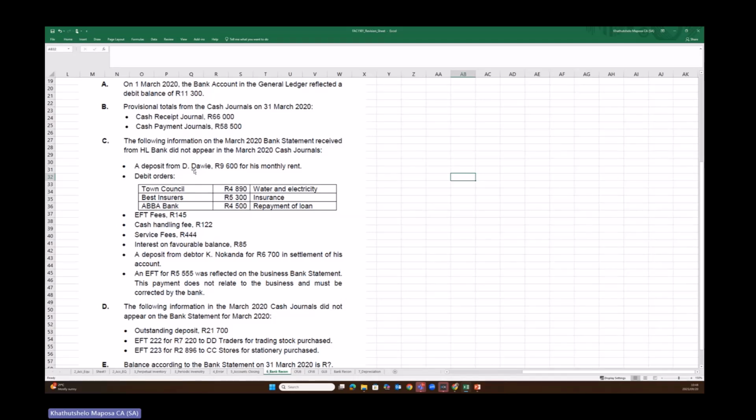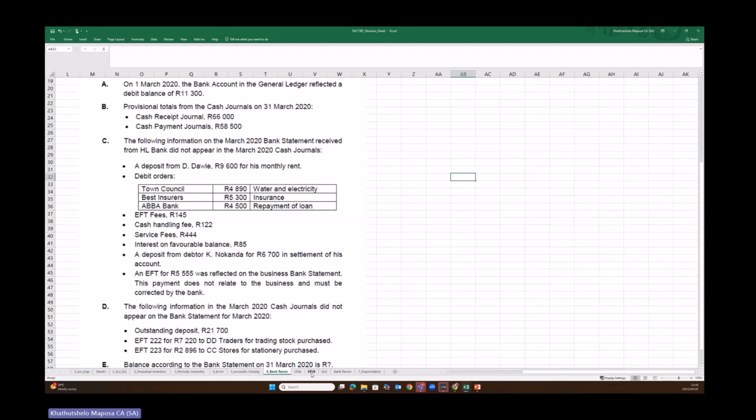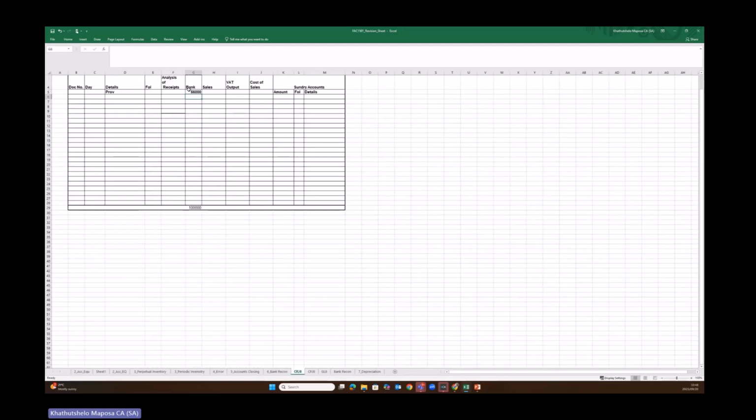And the principles are the same. I will do 2 or 3. The first one, a deposit from D. Dawi for his monthly rent, 9,600. It means on the cash receipt journal, we will have a transaction of 9,600 for that D. Dawi for the rental income. Done.